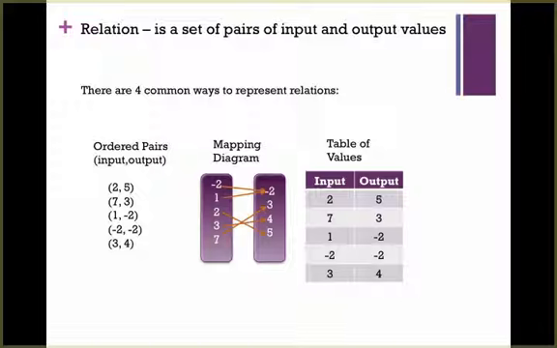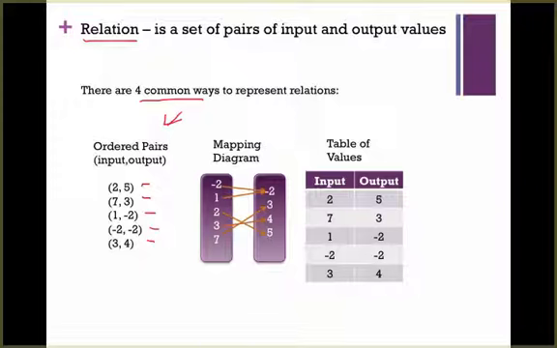First of all, we need to discuss what a relation is. A relation is a set of pairs of input and output values, or we also might think of those as ordered pairs, or an x and a y coordinate. There are four common ways which we represent relations. The first way is what we just discussed, and that's as ordered pairs, where you have an input and an output. So we have the ordered pairs (2, 5), (7, 3), (1, -2), (-2, -2), and (3, 4).